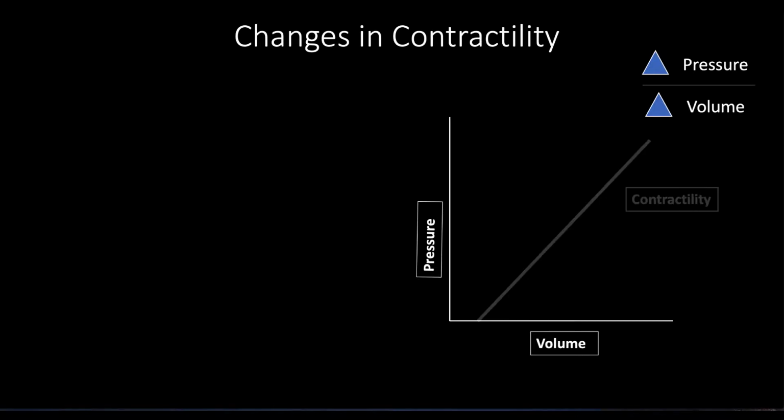Why is this important? Well, contractility changes in the heart sometimes. When you exercise, you have an increase in contractility. If you suddenly have heart failure, you have a decrease in contractility. And that's what will change the slope of this line. Increased contractility looks like this. It's a steeper slope. Decreased contractility looks like this, a less steep slope.